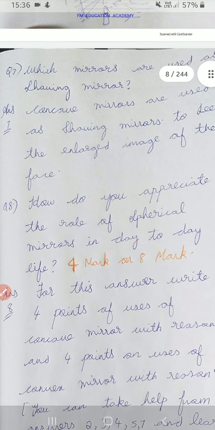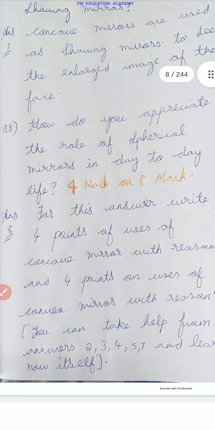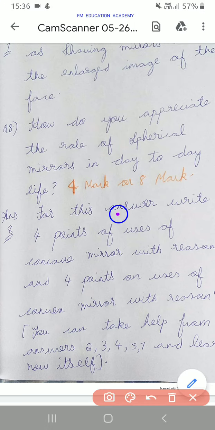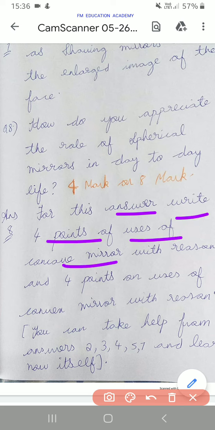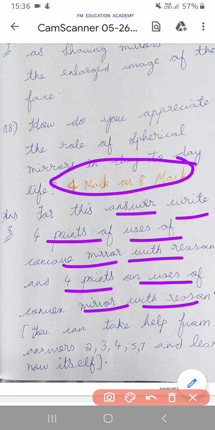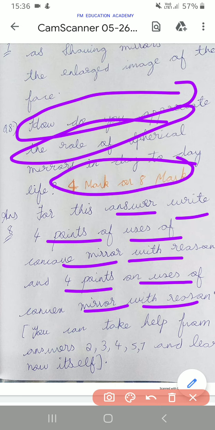How do you appreciate the role of spherical mirrors in day-to-day life? For this answer, what you should do is take any 4 points of uses of concave mirror with reason, or any 4 points of uses of convex mirror with reason. Combine all those points and write this answer, because it can come in 4 marks or 8 marks. All these are important questions.